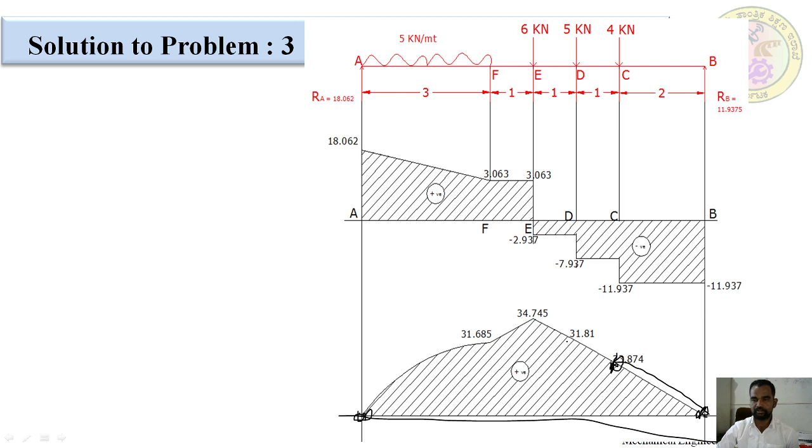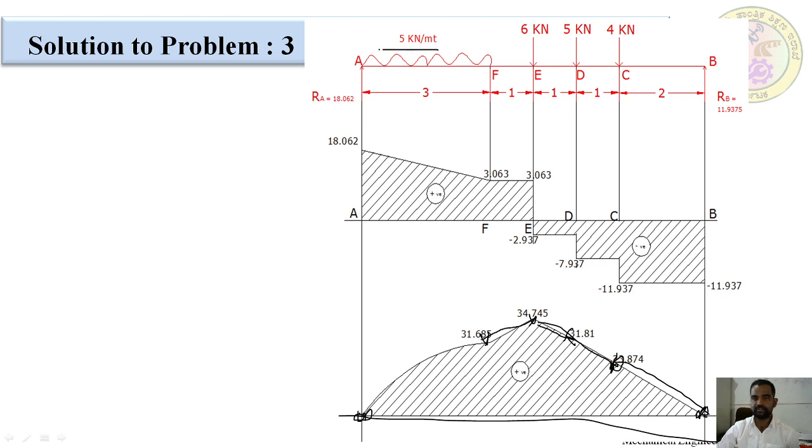For that, I mark here and draw with vertical lines, then a straight line. After that, I got E point equal to 34.74, and for this reason I am going to draw one straight line. After that, at F point we got 31.6. I am going to mark here and join these two lines.